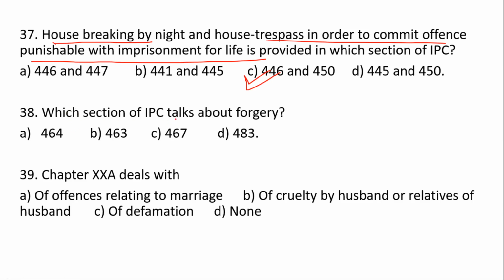Next question, which section of IPC talks about forgery? That is 463. Chapter 28 deals with, option B, cruelty by husband or relatives of husband, and there is only one section in this chapter, chapter 28, that is section 498A. For the purpose of this section, cruelty means what? What acts are to be treated as cruelty is defined there, so section 498A is important, you should read it well and note what acts have been called cruelty.